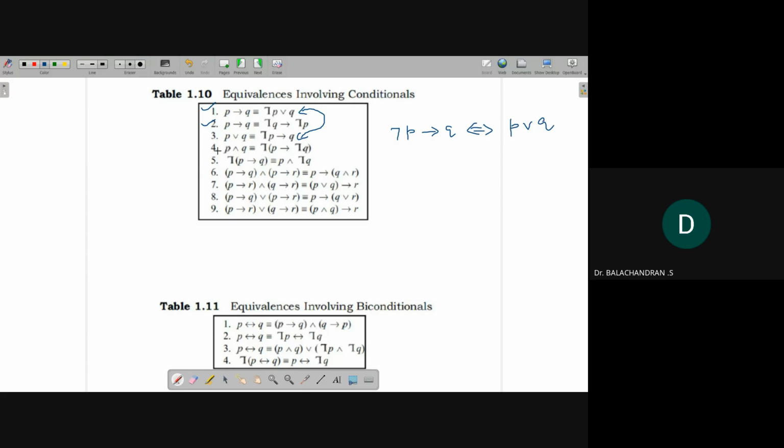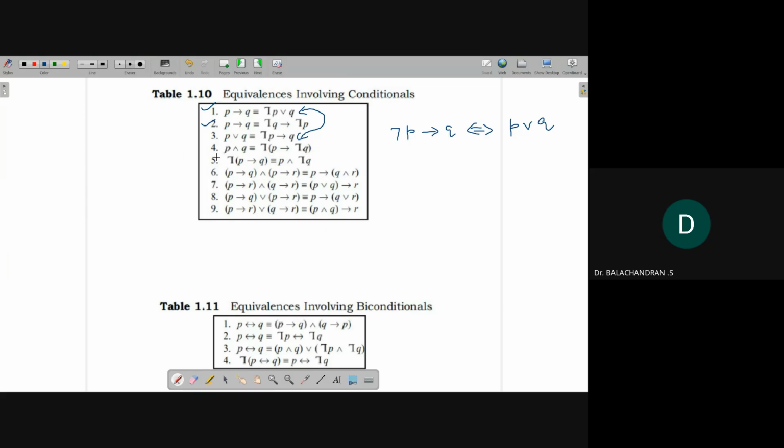Next, P and Q. Again, the fourth one is slightly different. It's difficult to remember. From my point of view, I'm telling you: P and Q is equivalent to negation of P implies negation Q.